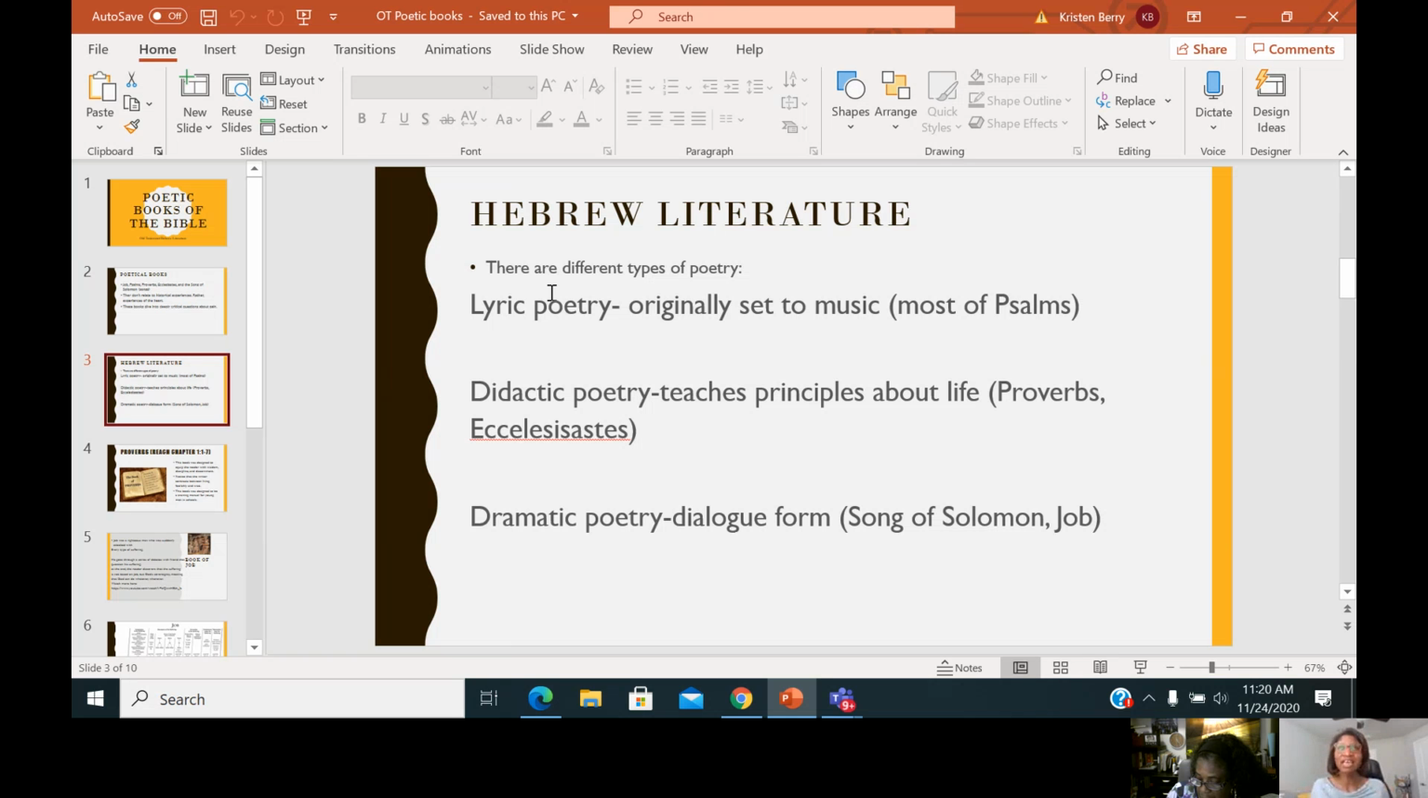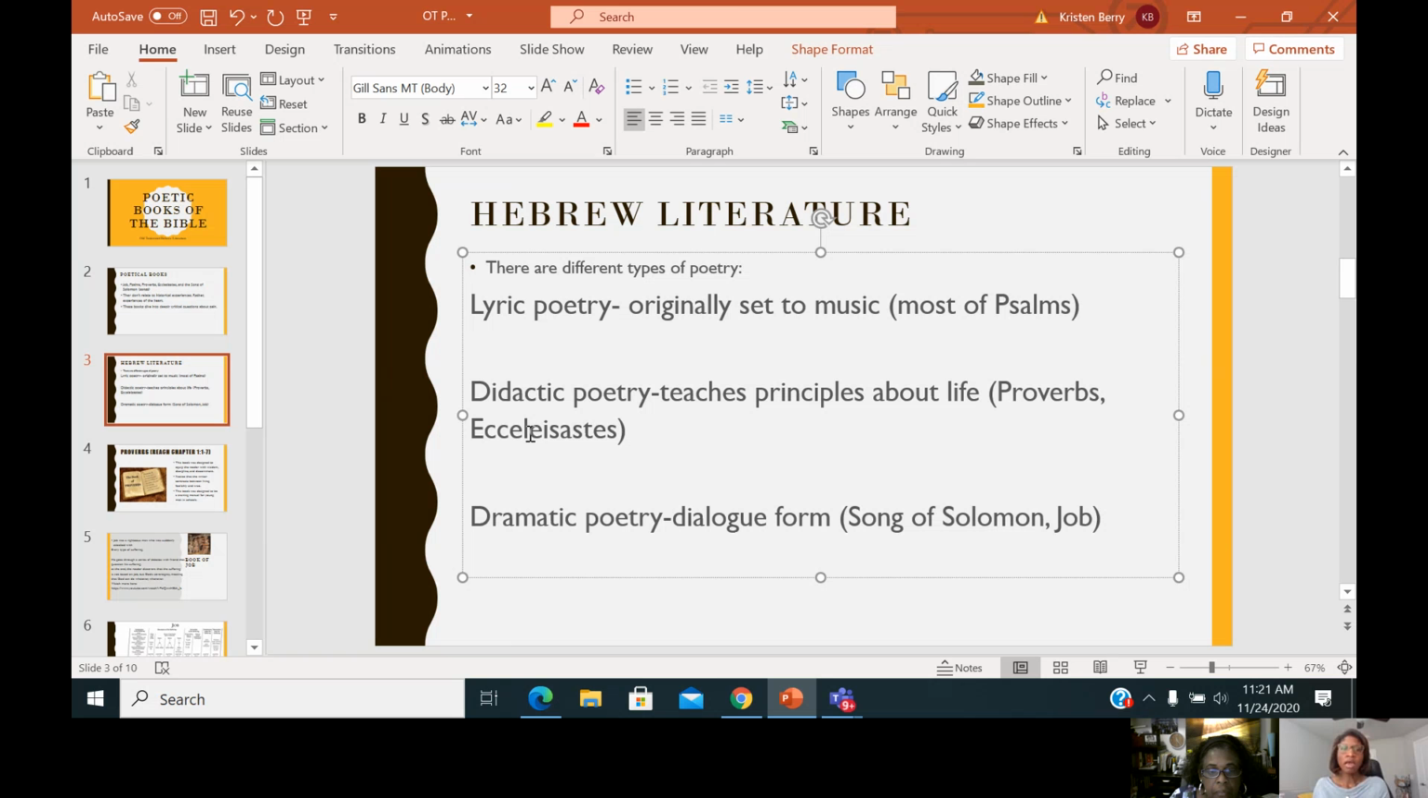Your class is called Old Testament and Hebrew, right? And so in this particular class, I spelled something wrong. In this class, we're going to examine Hebrew literature as well. And so the literature is really cool because there are a lot of different ways that they expressed poetry.